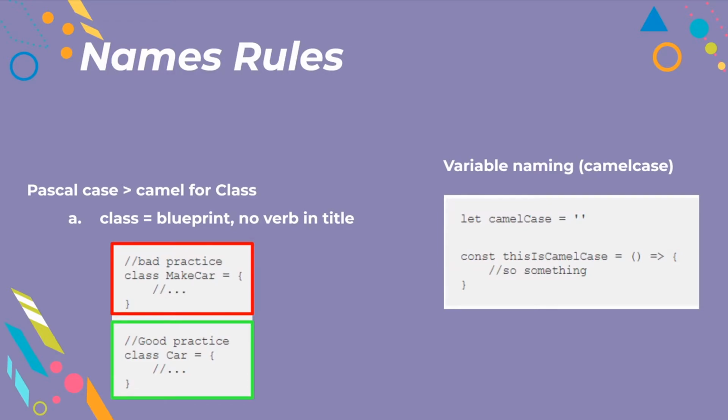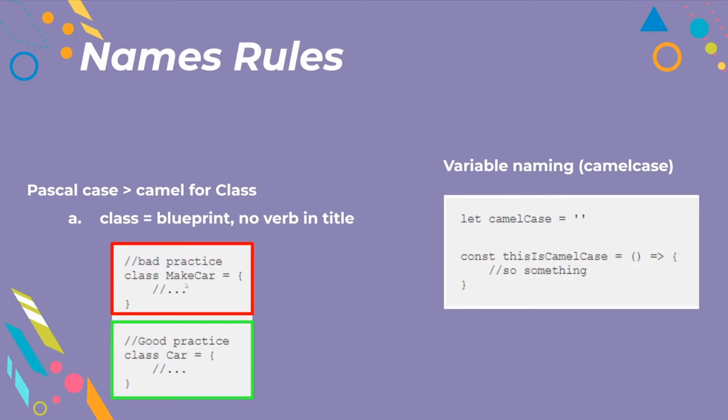We mentioned Pascal and camel case before. Typically for most languages you're going to be coding in, it's common to use Pascal case for classes. So for example, you can see here, they all start with a capital letter. That makes it easier to differentiate between classes versus just any random variables.